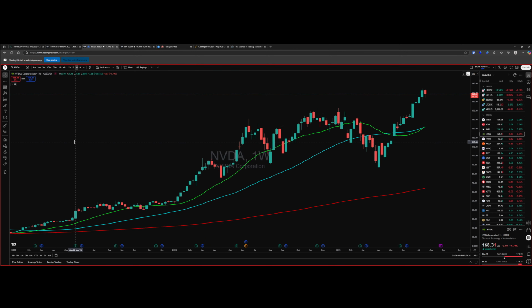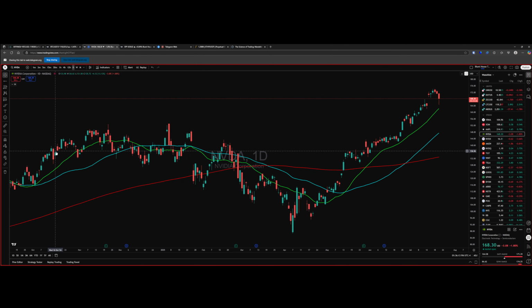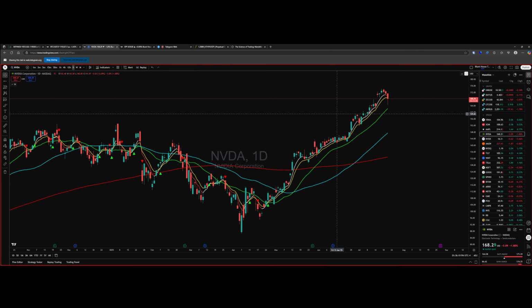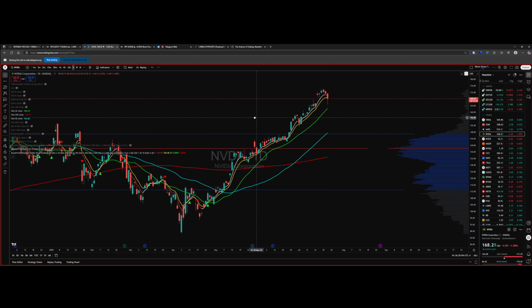Keep an eye on this chart. You're either going to get a continuation off the 20-day, or you break it and you start to check previous levels. If we throw the volume profile on just for a second, this level in here, what is this?